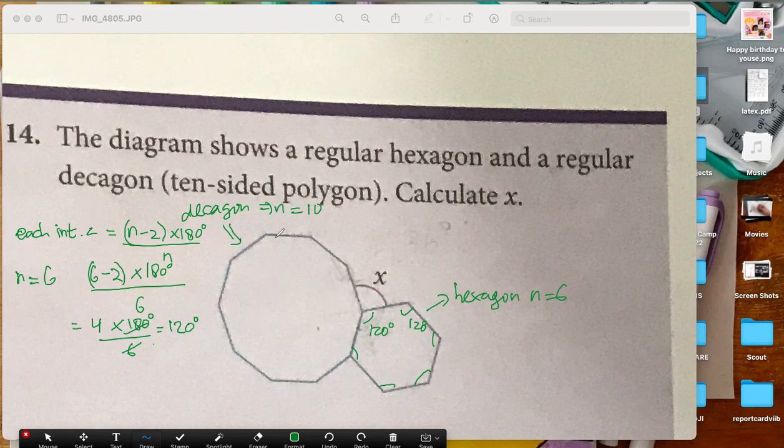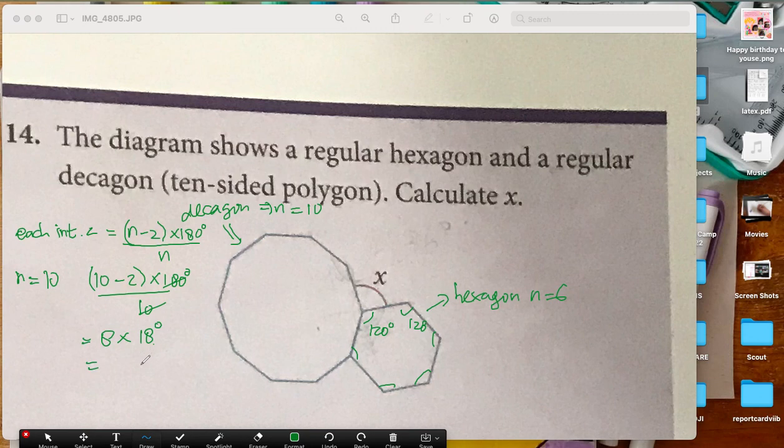Next, about the decagon, since n is 10, the size of each interior angle is 10 minus 2 times 180 degrees divided by 10. So it will be 8 times 180 degrees divided by 10, so it's going to be 144 degrees. So each is going to be 144 degrees. So this is going to be 144 degrees as well.